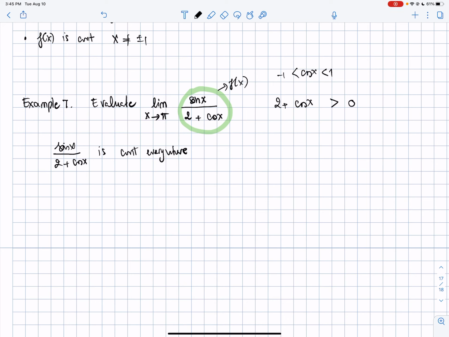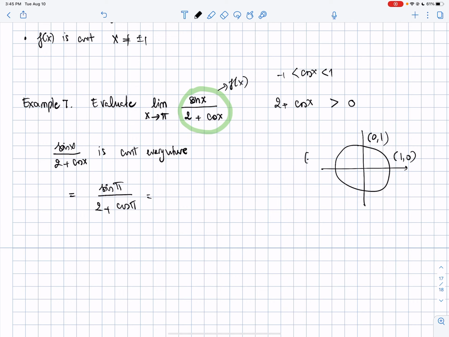Then to find the limit, what we need to do is just plug in pi for x. Now let's draw the unit circle. So we have this point and this point and this point. We have pi, which is this point. Sine pi is 0 and cosine pi is negative 1. So we have 0 divided by 2 minus 1, so 0 over 1 is 0.